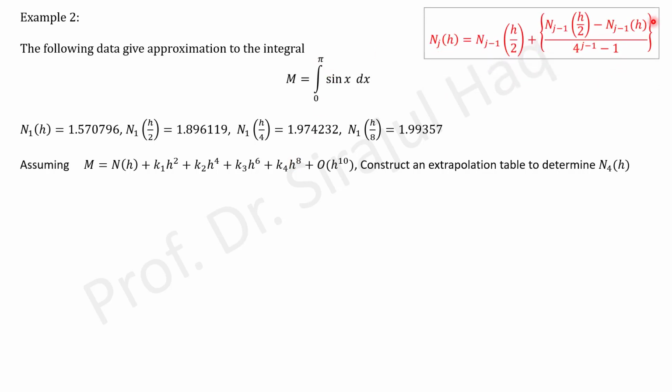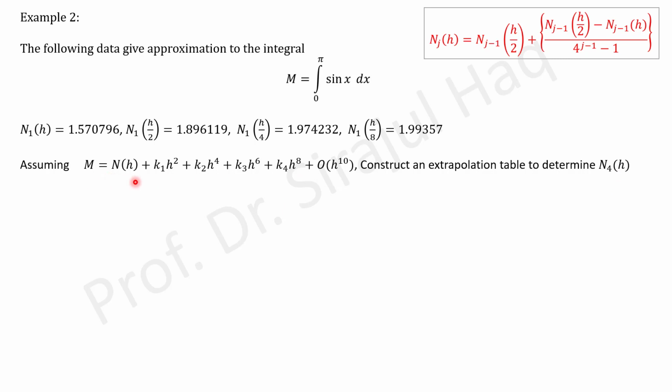This is the general formula which you already know. Let's find out. N1 of h is given to you, so you don't need to use any formula, whatever kind of formula has been used for this integration, but these are the values that have been obtained. It's given to you. Approximation is of this type, so find out N4.